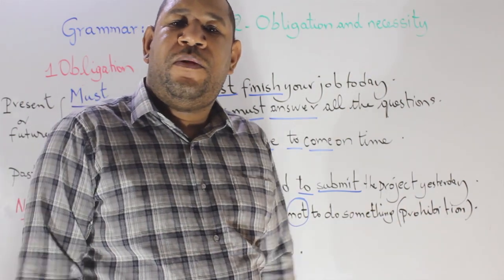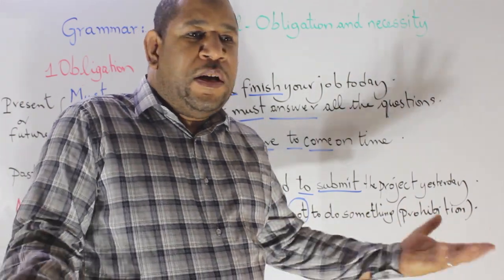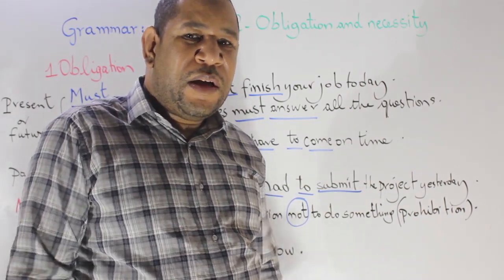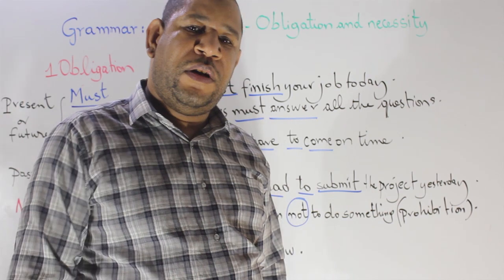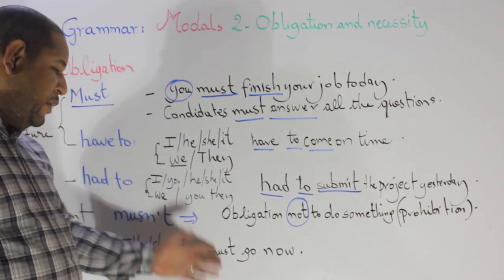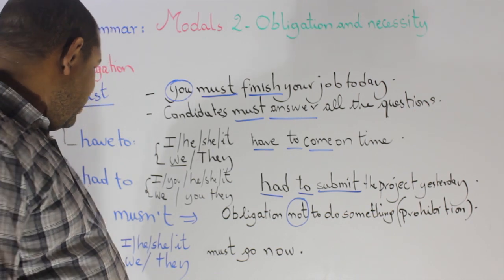For example, I want to watch a movie. So I am sitting with my friends and then I say, I must go now. I must go now. He must go now, etc. Okay? So that's for necessity. We just use must and so on and so forth.